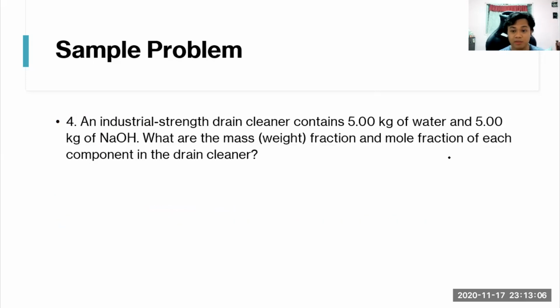So in the fourth problem, we are asked for the weight fraction and the mole fraction of each component in the drain cleaner. Industrial strength drain cleaner contains 5 kilograms of water and 5 kilograms of sodium hydroxide. What are the weight fraction and the mole fraction of each component in the drain cleaner? Okay, so we will make a table so that it will be easy to understand. First is the column of the component.